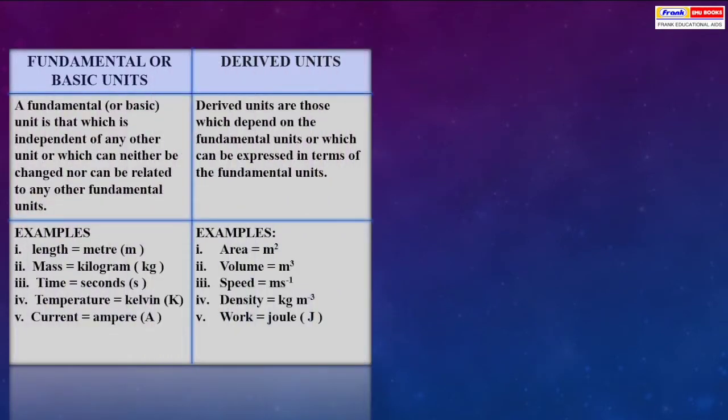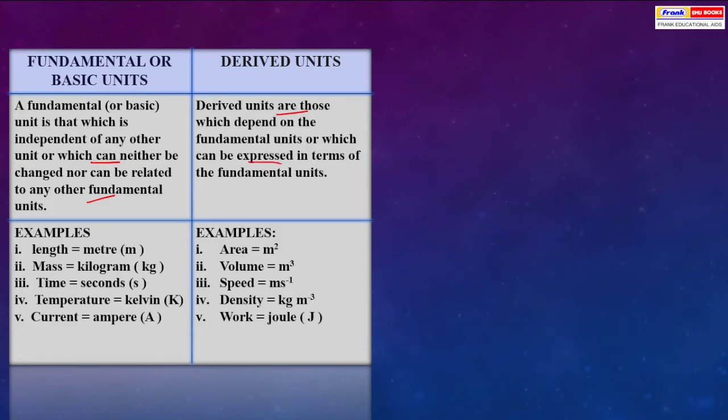Now coming to the concept of fundamental or basic units versus derived units. A fundamental unit is one which is independent of any other unit, or which can neither be changed nor be related to any other fundamental unit. For example, meter for length, kilogram for mass, second for time, Kelvin for temperature. These are not derived from any other unit. But derived units are those which depend on fundamental units, or which can be expressed in terms of fundamental units.